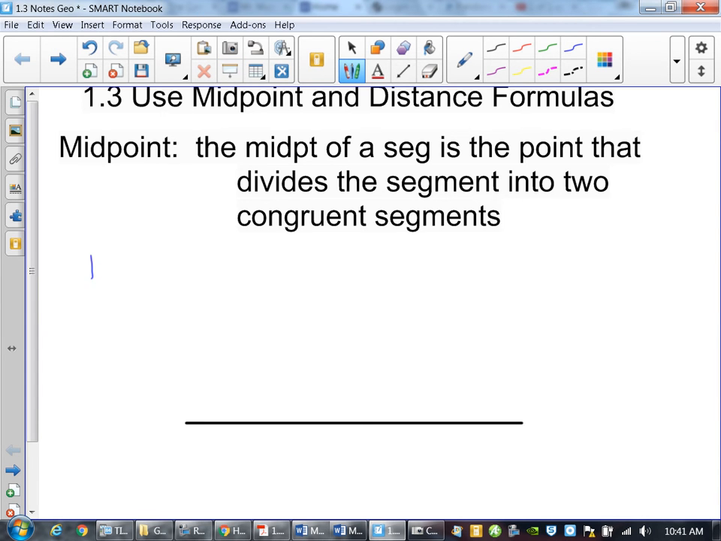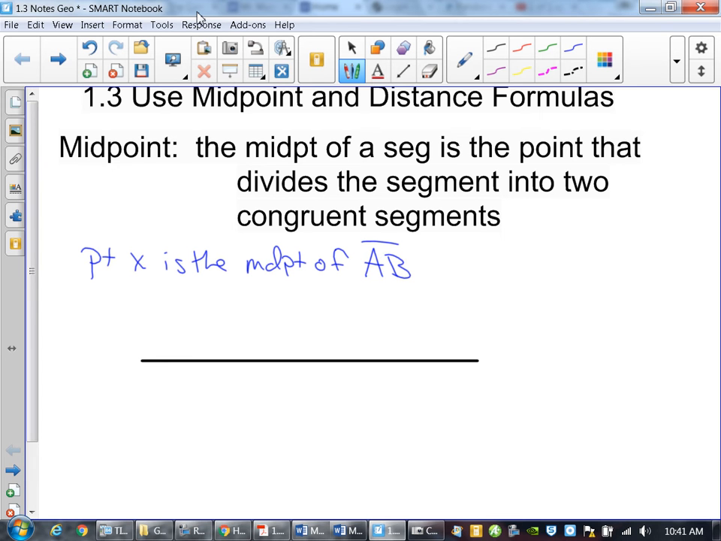For example, point X is the midpoint of segment AB. So if you read that, point X is the midpoint of segment AB, what does that tell you about where X is? In the middle. And your endpoints are A and B. So you can draw a segment with endpoints A and B and put X in the middle.